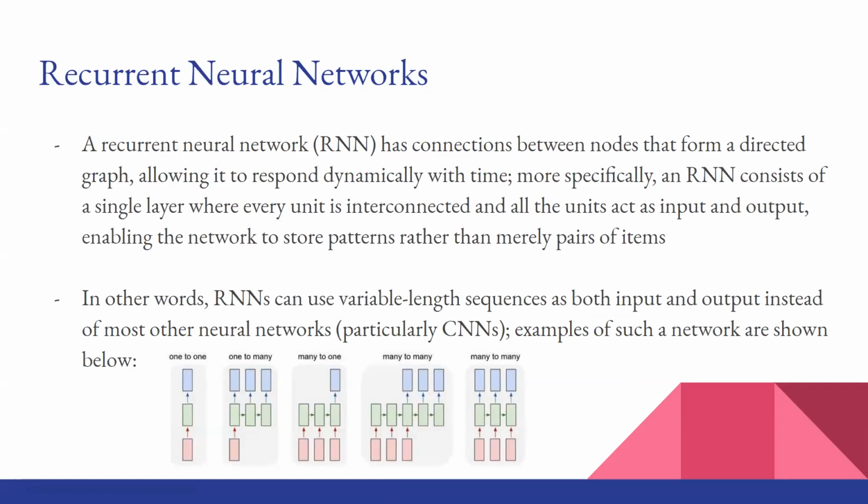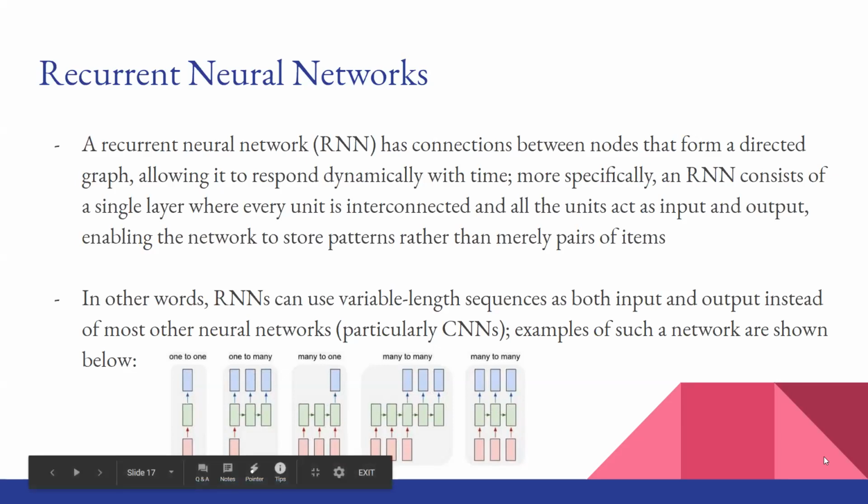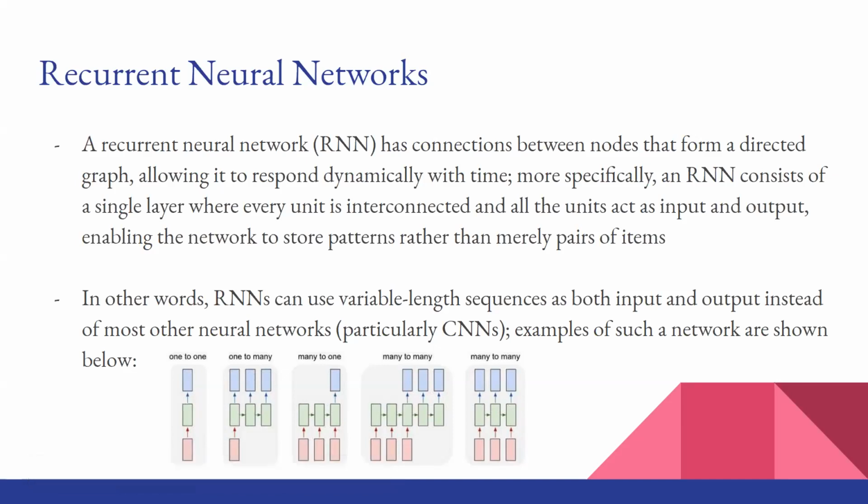An RNN takes up a bit more space than the feed-forward network, and while it has more uses, one of the problems that has been considered is the disk space required to hold onto it, because you're holding onto a larger training set. It's used for variable length sequences as both input and output, unlike most other neural networks, and examples of these will be shown below.